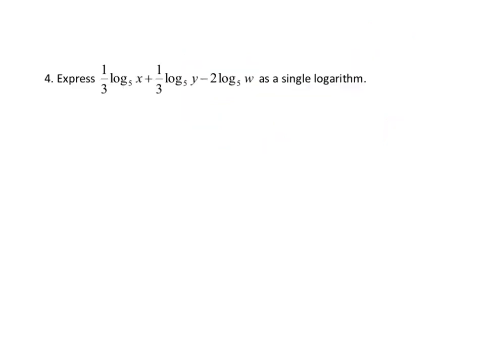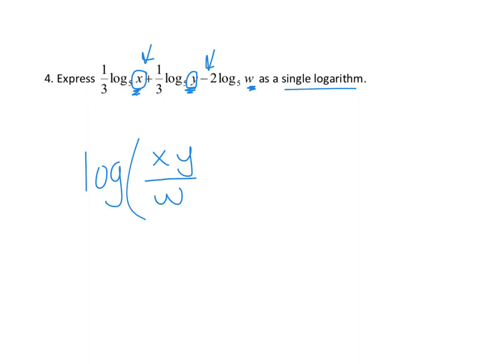The next question says write it as a single log. So I'm going to write one log here. I'm going to realize that there's an x, a y, and a w here, and they're all connected by addition and subtraction. The first two, the x and the y, are together, so reading it left to right would be the proper way, it's going to be x times y, because addition means multiplication. Then you're going to divide by w, because subtraction means division. This means to multiply, and this means to divide.